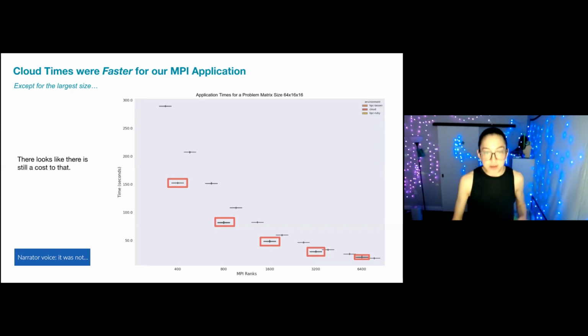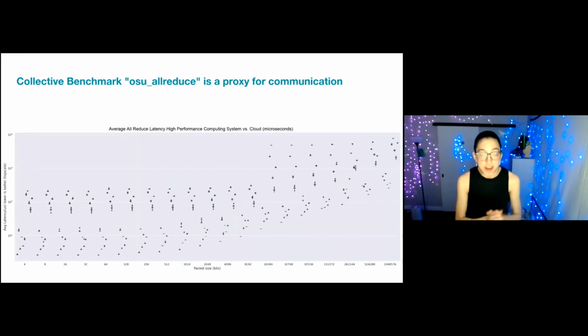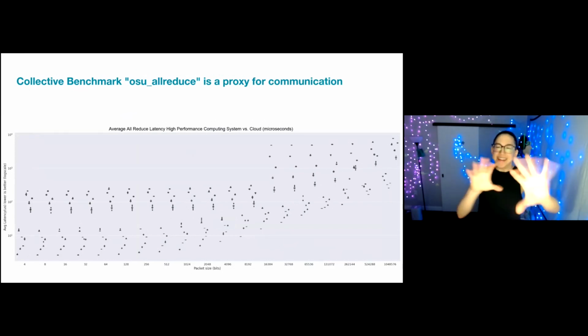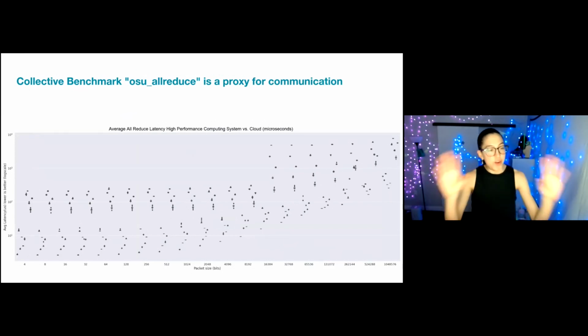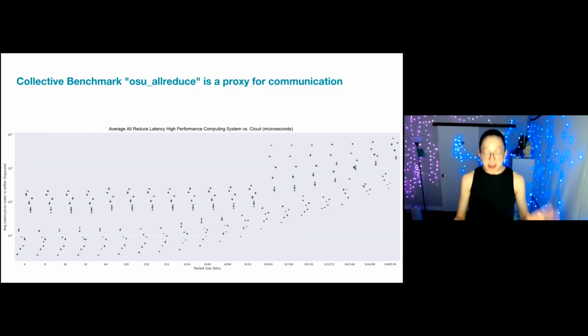What's going on here? And we can actually then look at our all reduce benchmark, because that is a proxy for communication. So I know this looks like someone sneezed on the slide, but let me try to explain what you're looking at here. You're still looking at average latency in microseconds in log scale as a function of the packet size.